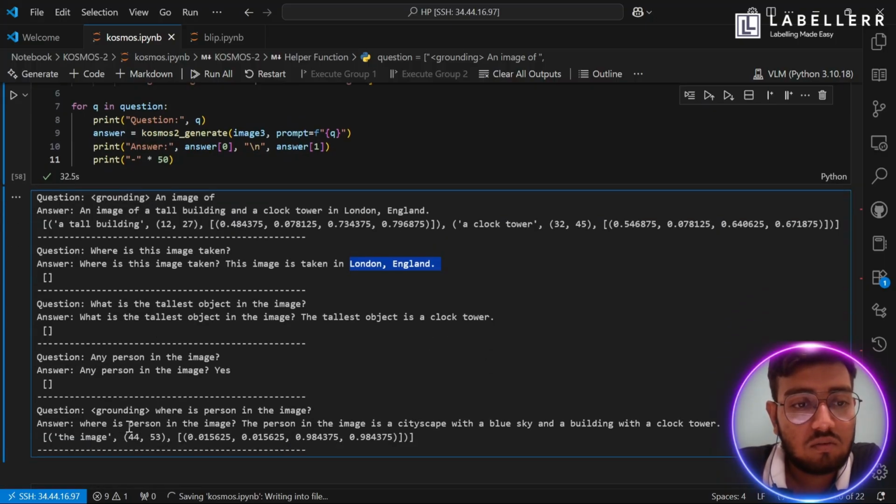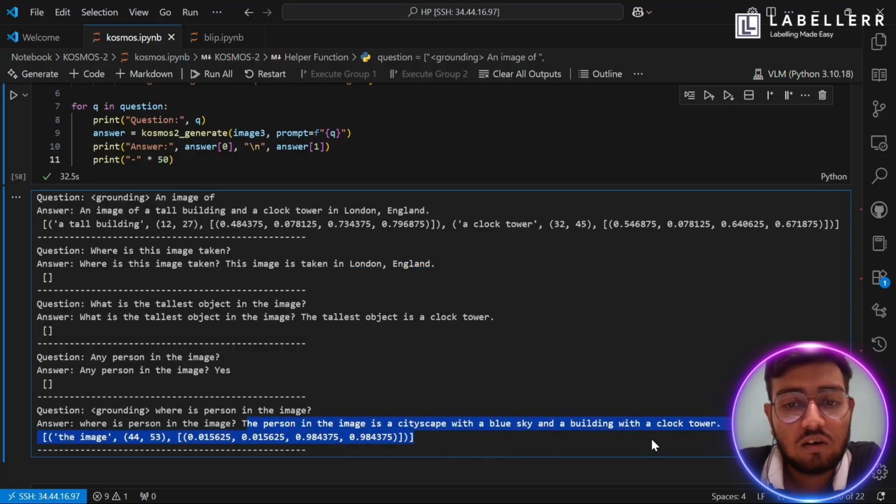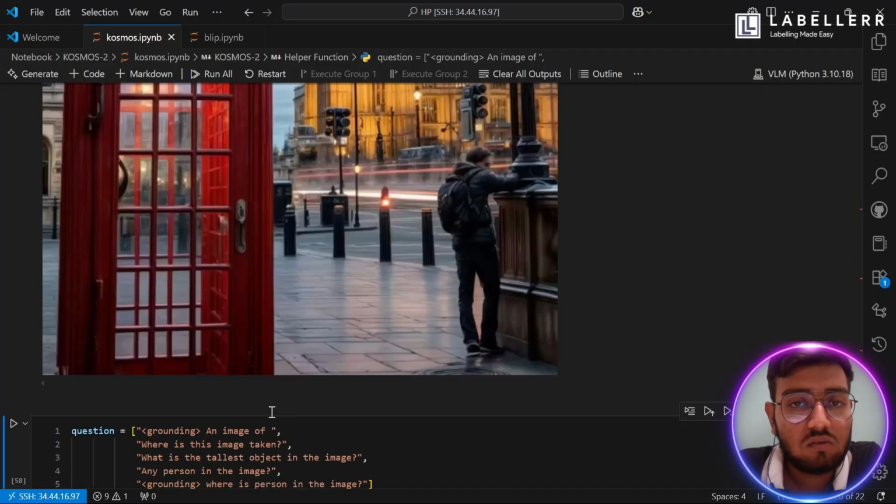Is there any person? Yes. The person in the image is a cityscape with a blue sky, a building, a building with a clock tower. The model is hallucinating here, creating random gibberish sentences. The object is wrong there, so the location will also be wrong. This model is not understanding where the person is, meaning it has not detected the person yet.